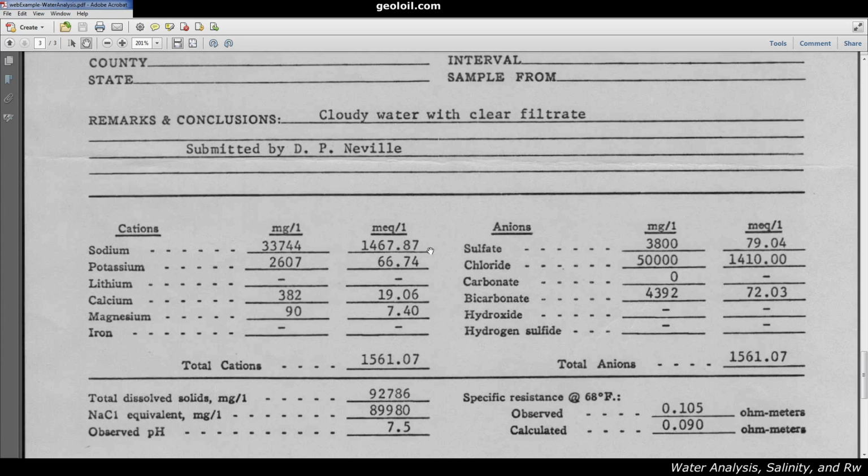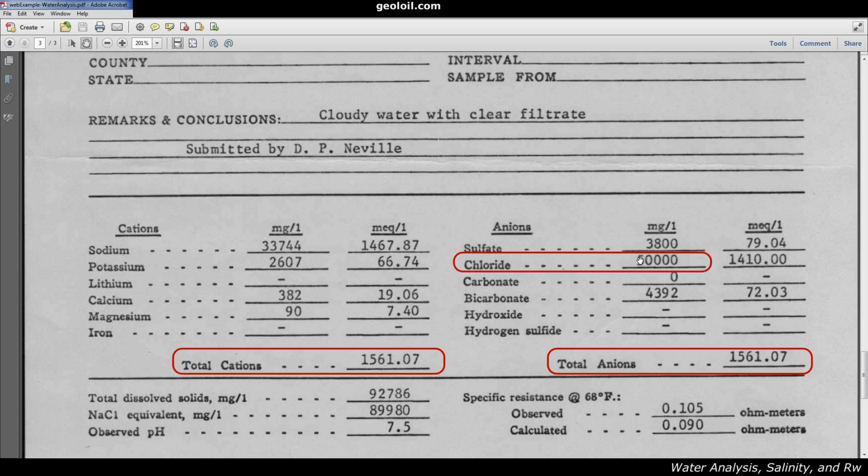But here is something that is suspicious: the total cations count, in milliequivalents per liter, is exactly the same, to the second decimal, as the total anions. Somehow, perhaps they completed the information to match. You see the chloride value, this is too round.